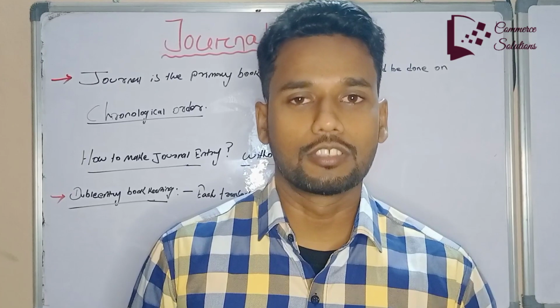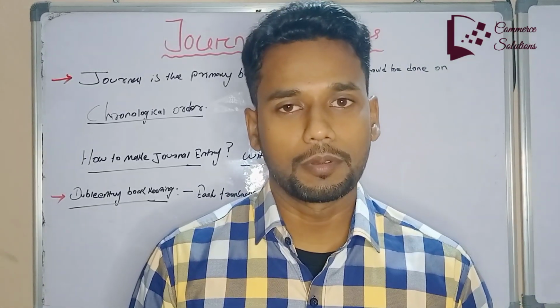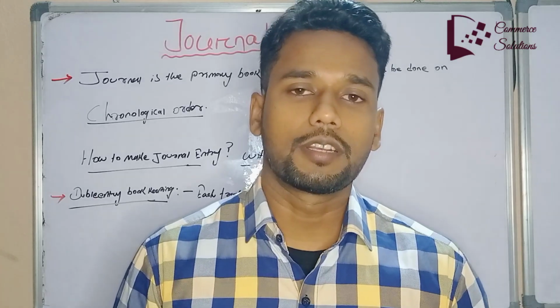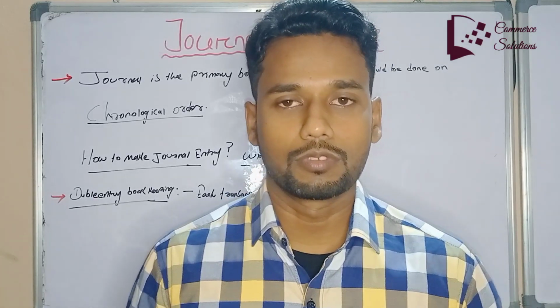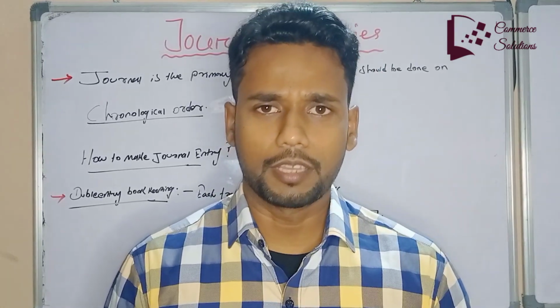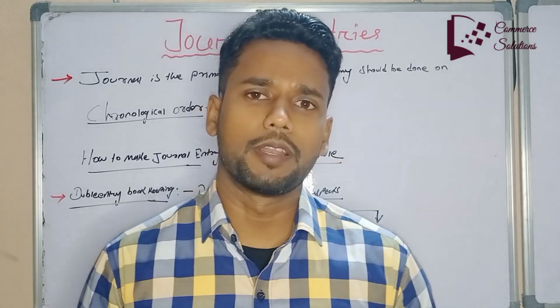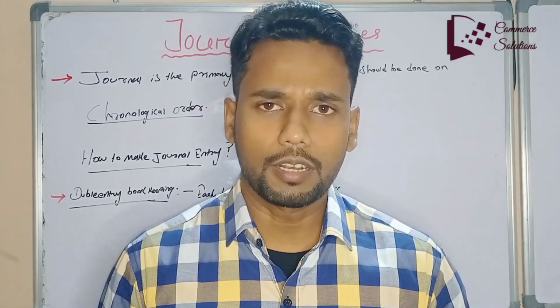Today we will discuss journal entry. So journal is the recording section of accounting. The transactions are recorded first in the journal book. So journal is the primary book of entry, and entries should be made in chronological order.